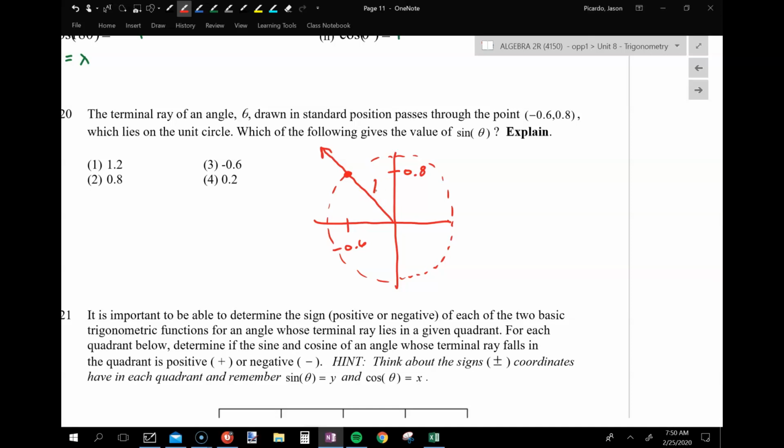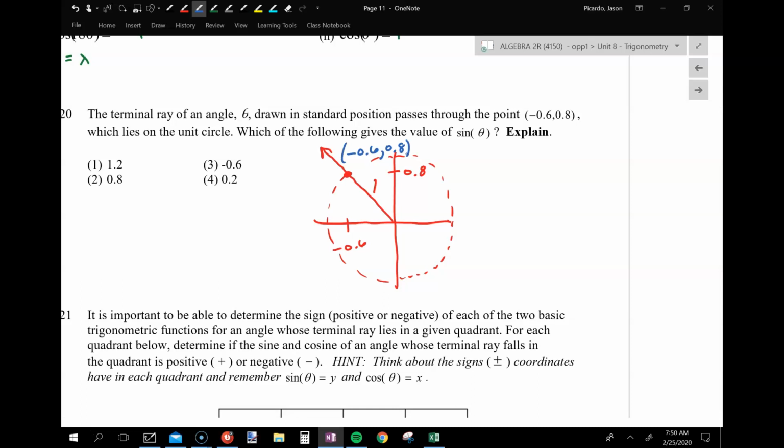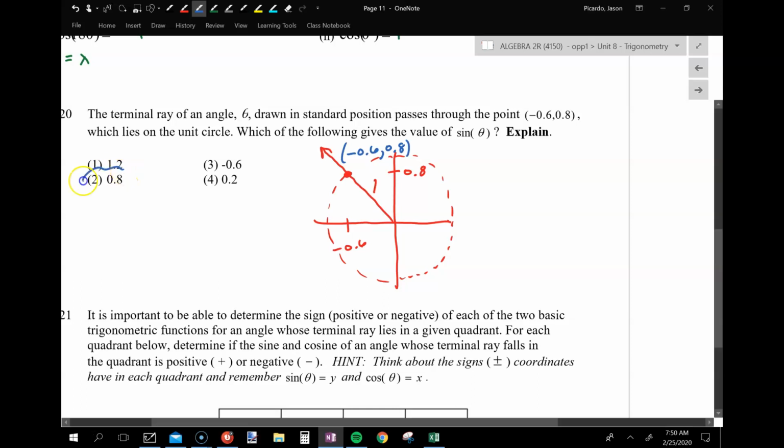Which of the following gives the value of sine? Well, can you guys tell me what this point right here is? It's the point negative 0.6, comma 0.8. And they wanted to know what's the value of sine. Well, what does sine go with? X or Y. So it's 0.8.